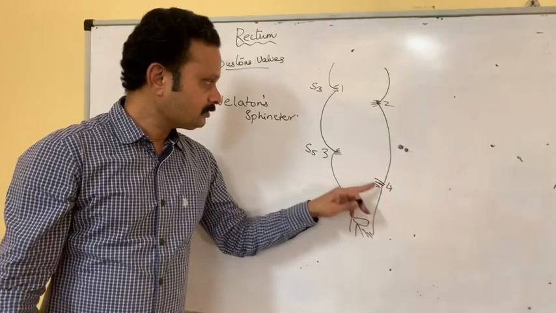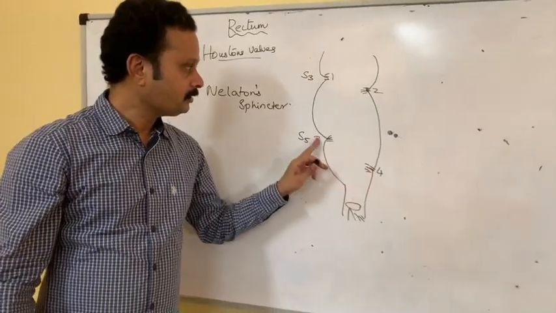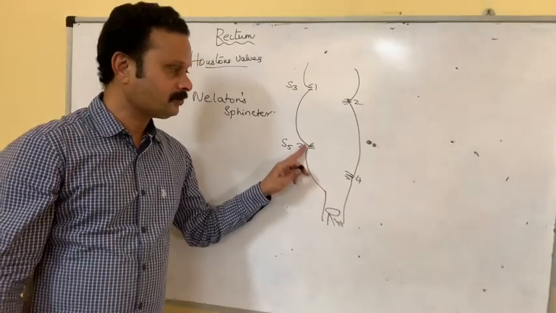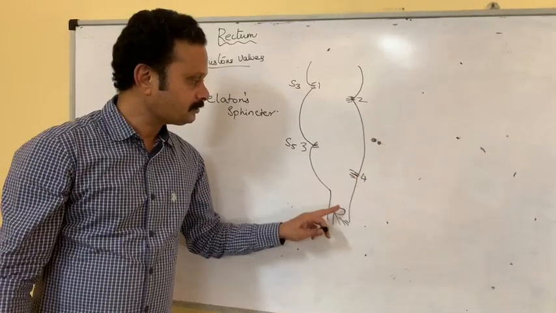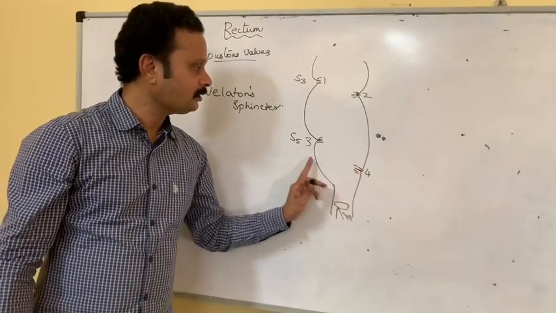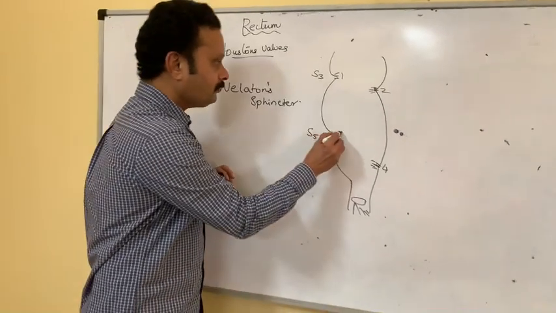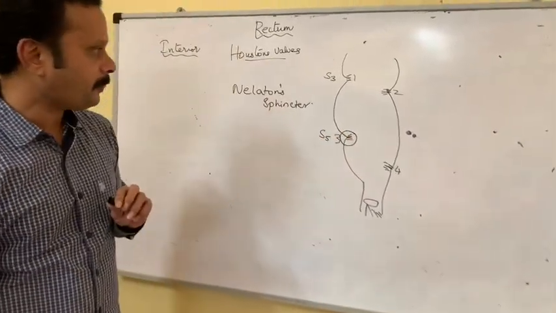And the fourth valve is situated 2.5 centimeters above the anal opening. This third valve is around 5 centimeters above the anal opening. Fourth valve is situated 2.5 centimeters above the anal opening across the lower lateral curvature. This third valve is important clinically.